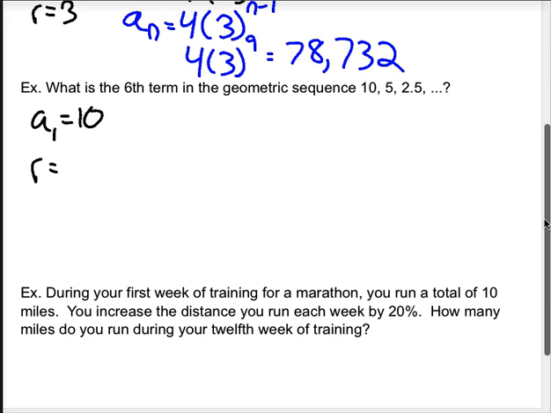Now, be careful though, because all geometric sequences are in terms of multiplication. So to get what you're multiplying by, it doesn't really matter that you're dividing by 2. What you have to understand, 5 divided by 10, you're multiplying by 0.5. 2.5 divided by 5 means multiplying by 0.5. So make sure you understand that you need 0.5 or 1/2. Okay? It's very critical that you think of it in terms of multiplication, not division. You're multiplying by 0.5.